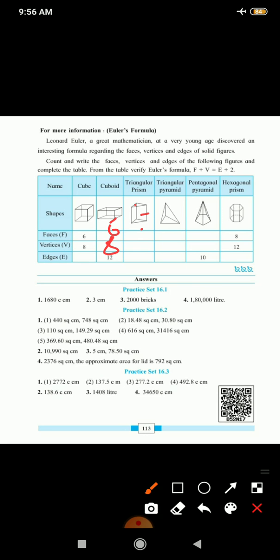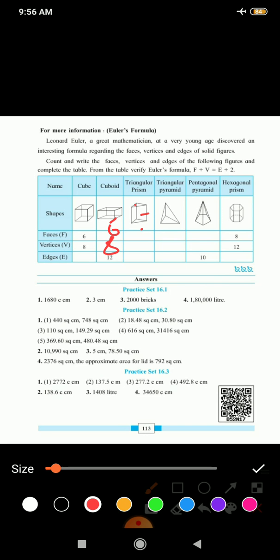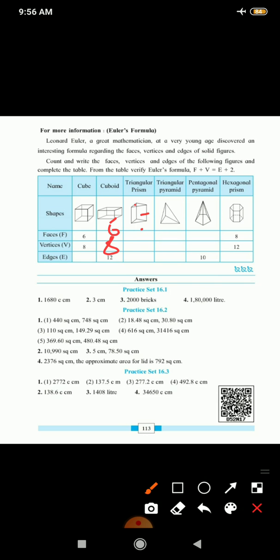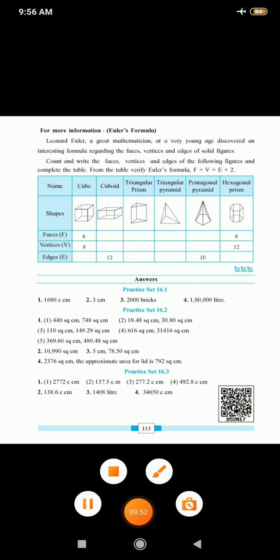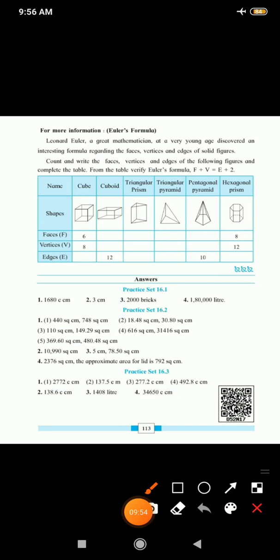Then vertices, there are 6. Let's see the vertices again. See, 3 at the top, 1 2 and 3, and down also 1, 2 and 3. You can see them. The corners, you know what is a vertex. Then edges are 9. See, top you can see 1, 2, 3 triangular, down also 3, and 3 6, and 1, 2 and 3 again. So 9 edges are there.